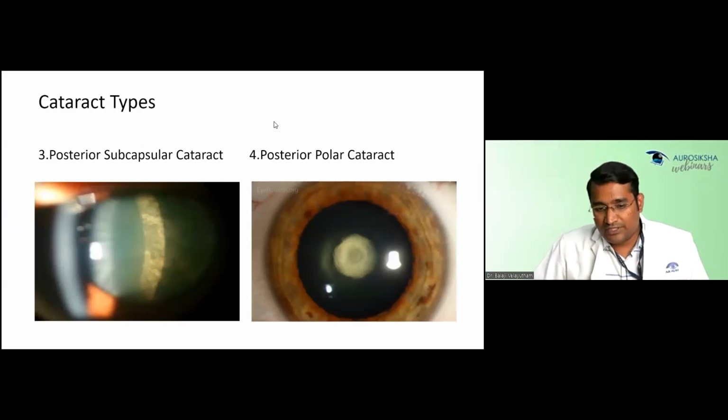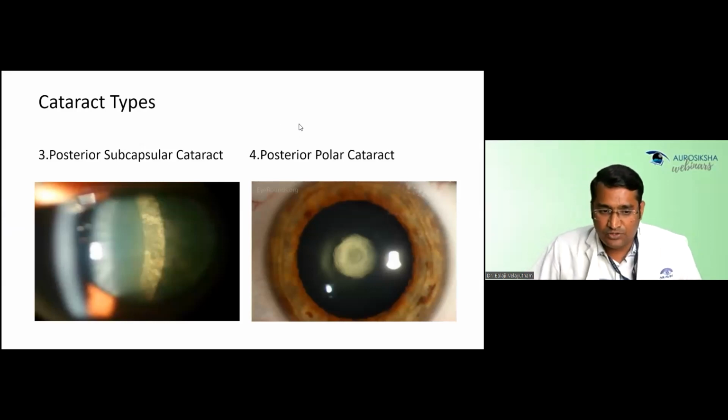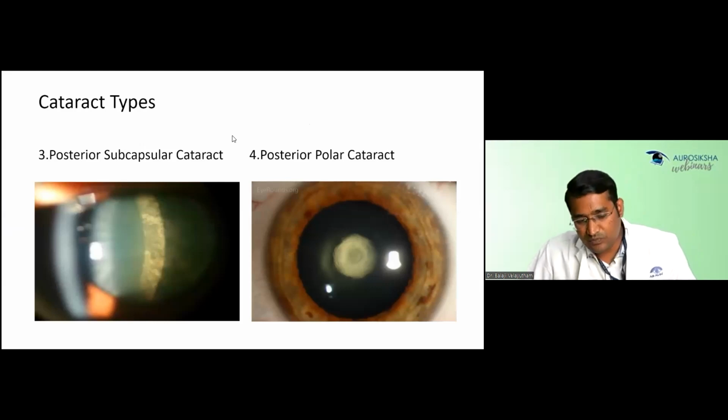So we come to the third and fourth types, which are the posterior subcapsular cataract and the posterior polar cataract. So posterior subcapsular, if you remember the lens anatomy, the opacified portion is the portion just beneath the posterior capsule. This is the anterior capsule, the central nucleus, which is transparent again, and the posterior part just beneath the posterior capsule is opacified here.